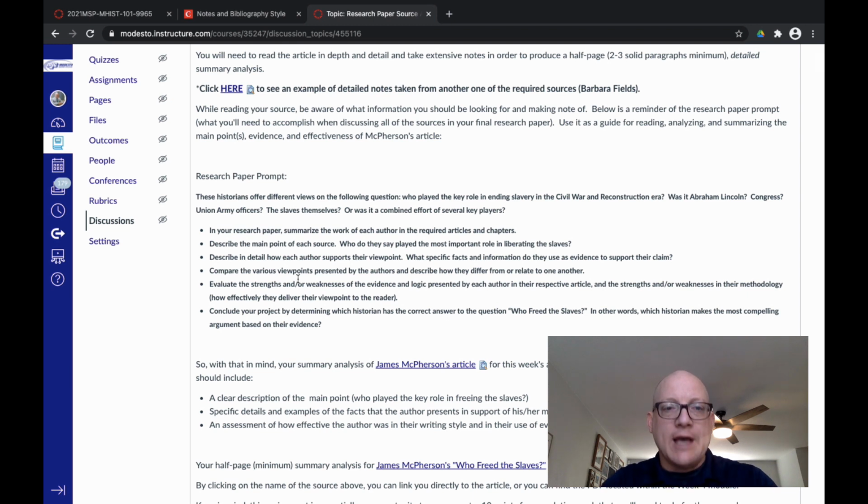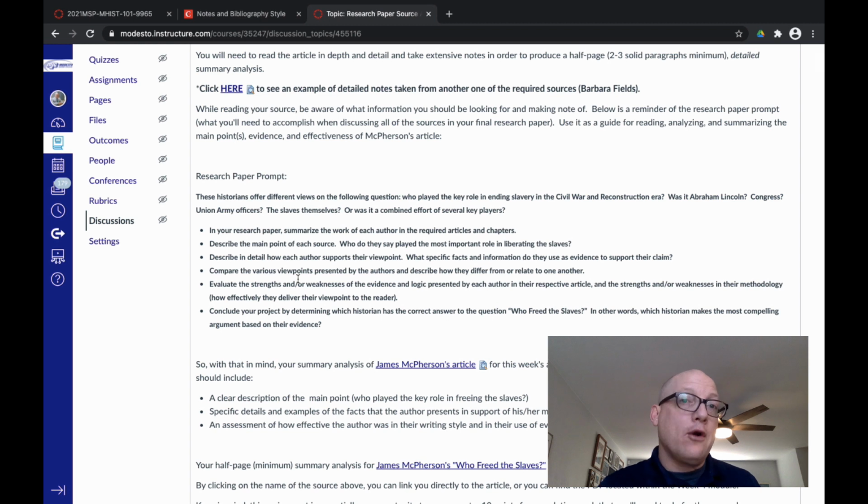So step 2 is extracting this key information you need. What is their main point? What specific facts and information are they presenting as evidence to support their main point? What are their strengths and what are their weaknesses? And then ultimately, again, you will determine how they match up with each other. So step 2 is more about getting that key information, those notes.